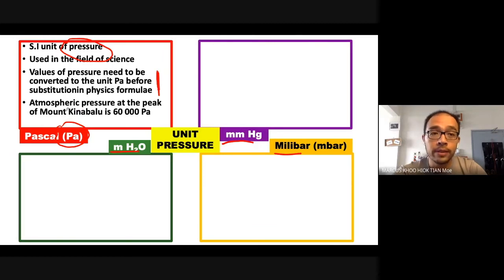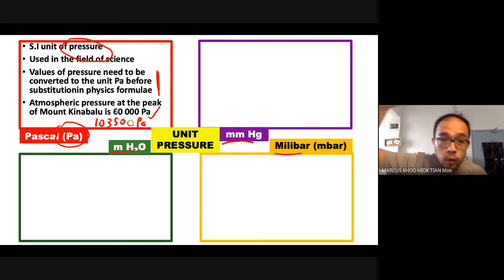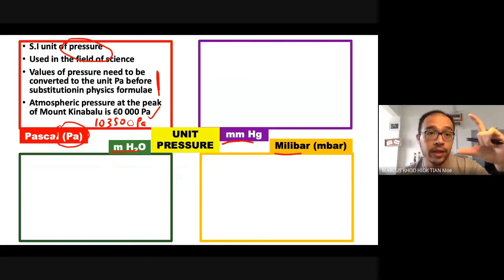Okay, so for example, the atmospheric pressure at the peak of Mount Kinabalu is about 60,000 pascals. Which makes a lot of sense. At sea level, it is 103,500 pascals. So you see the amount of difference of the atmospheric pressure at sea level where we are in Kota Kinabalu, and in Mount Kinabalu, pada puncak Gunung Kinabalu, is 60,000 pascals. There's 40,000 pascals of atmospheric pressure lost because of the altitude.